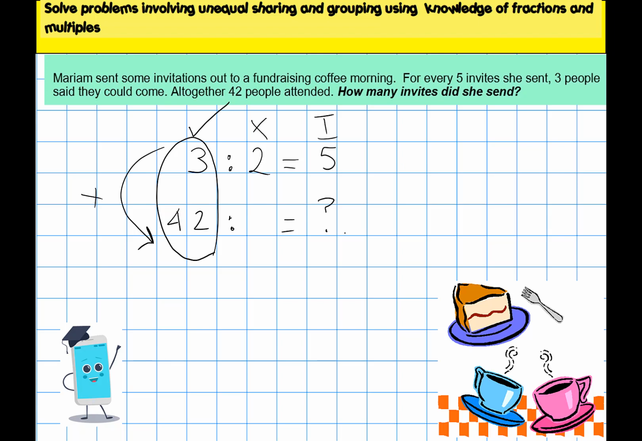So hopefully you're now coming back after giving it a go yourself. If you weren't sure about 42 divided by 3, use the bus stop. 3 into 4 goes once with 1 remainder. 3 into 12 goes 4 times. So my scale factor was 14. So 2 times 14 is 28. So 28 couldn't come. Now I could either add these 2 together, 42 and 28, or I could do 5 times 14. Both get me to 70. She sent 70 invites out if 42 people came.